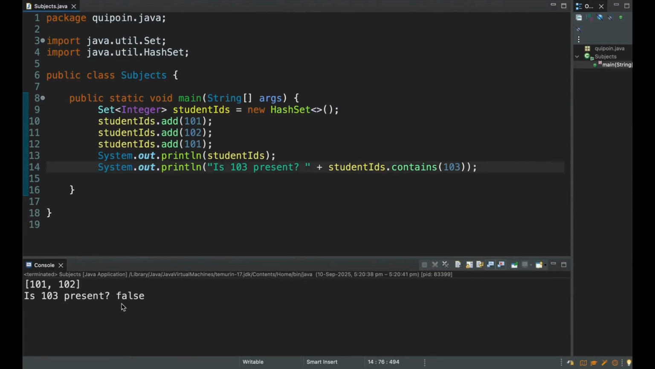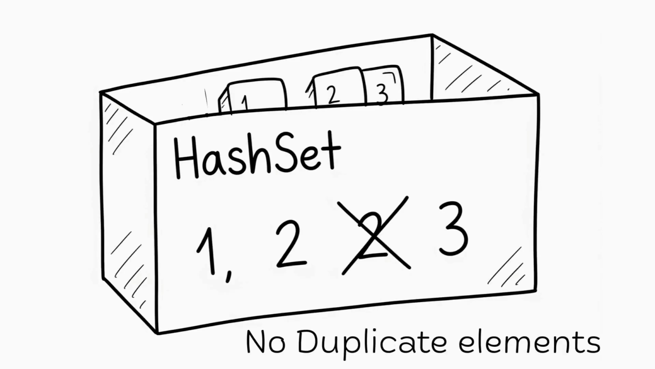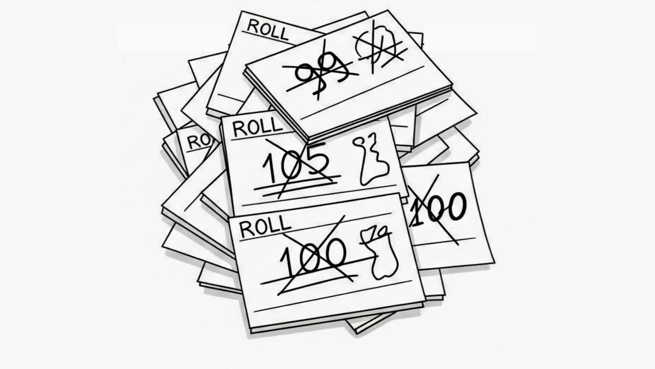Alright, with set covered, now let's move to the next part. So far we have looked at HashSet, which makes sure there are no duplicate elements. But one problem with HashSet is it doesn't guarantee any order.